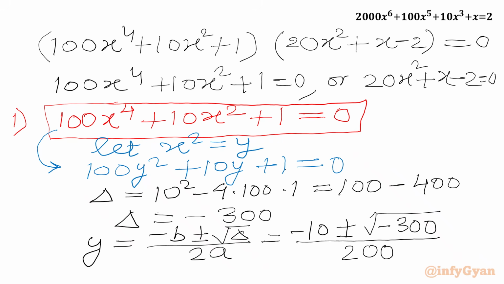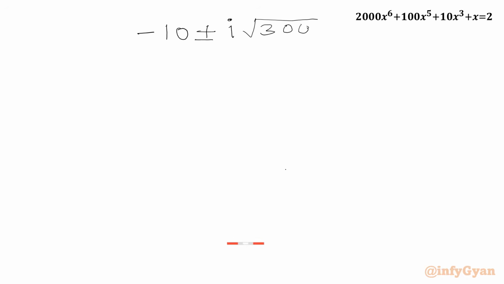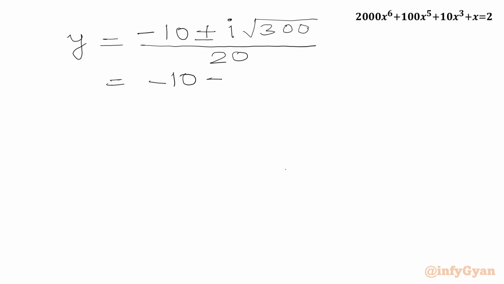Now square root of minus 300 is square root of minus 1 times square root of 300, which can be written as i times square root of 300. Let me write here minus 10 plus minus i times square root of 300 divided by 200. This is equal to y. Now we know that square root 300 can be written as 10 root 3. So minus 10 plus minus i times 10 square root 3 over 200.